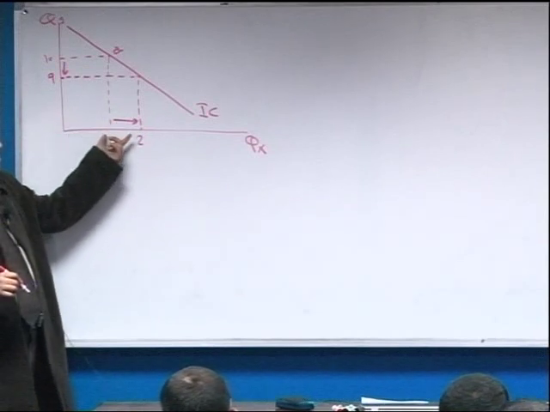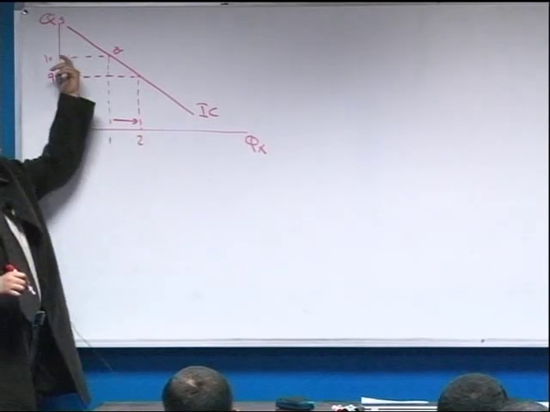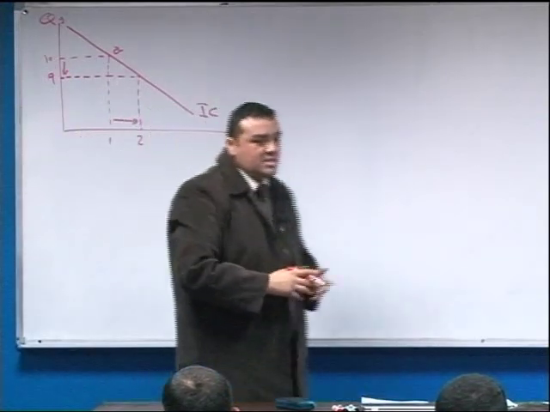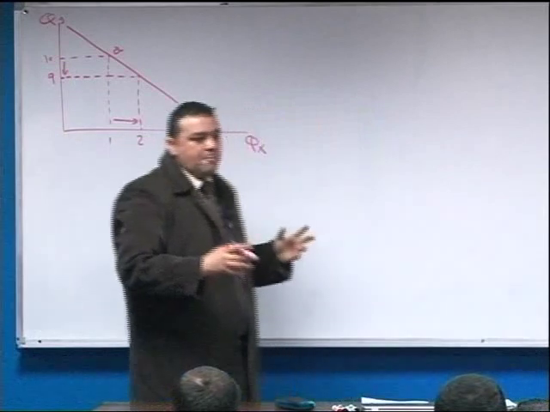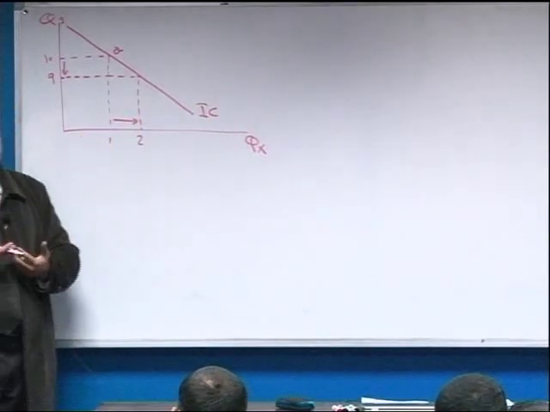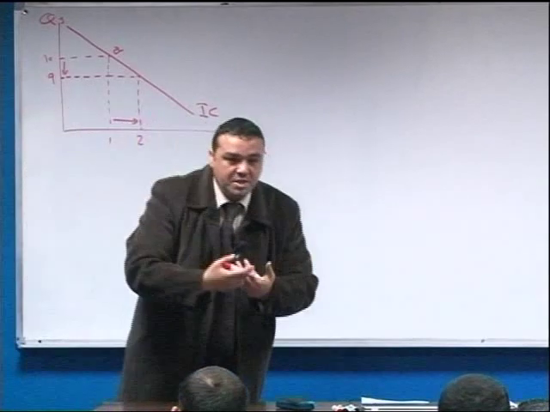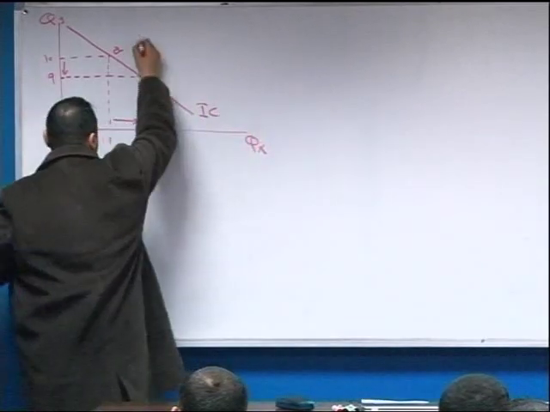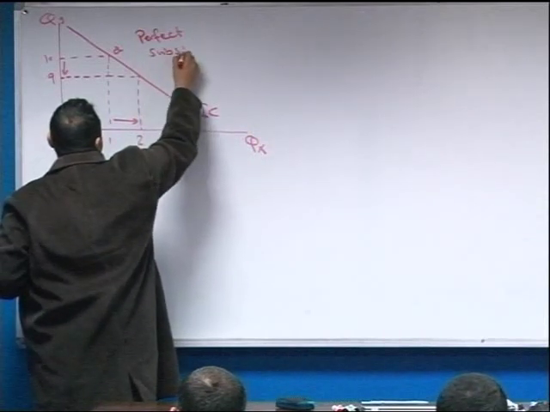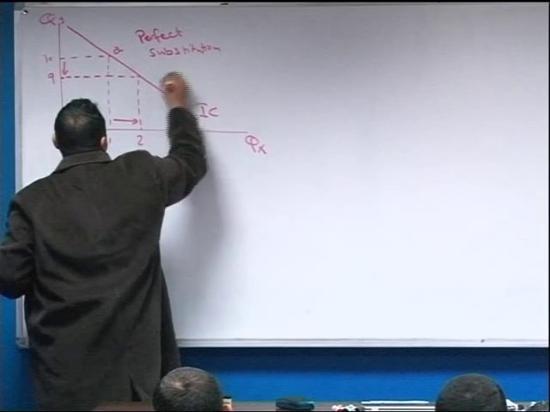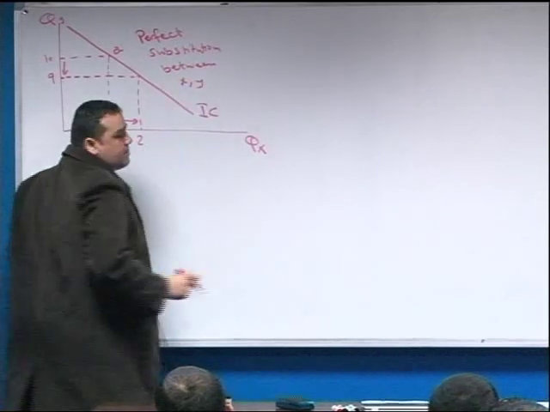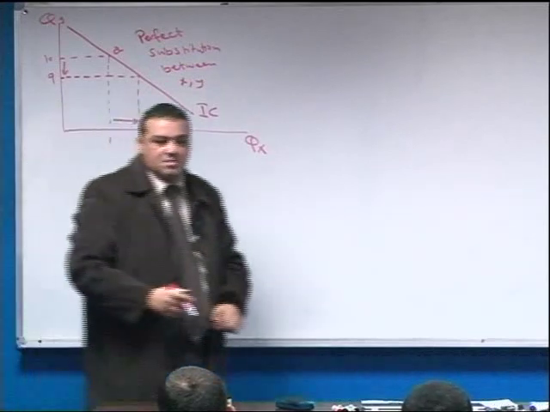The percentage increase in X equals the percentage change in Y. In this case, it's called a perfect substitution between X and Y. There is a perfect substitution between these two products. What about MRS in this case?